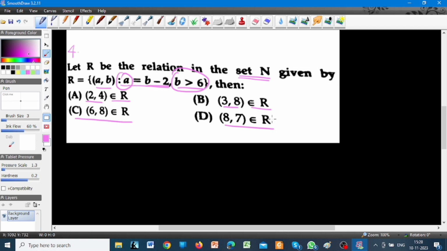Out of the choices, B greater than 6 means we can ignore the first option. Of course, the remaining three choices are there. In that, if we pick 8, then 8 minus 2 is giving us 6. So this becomes our A and this becomes our B. So obviously option C is the right answer.